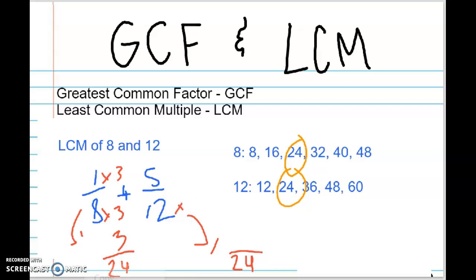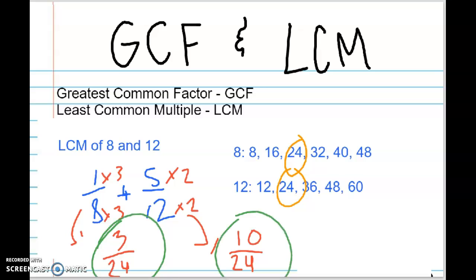How do I get 12 to 24? Well, times 2. Multiply the top times 2 as well. 5 times 2 would be 10. Okay, now I have these two numbers, 3/24 and 10/24. So if I add those two together, 13/24. Now, usually at this point, we would simplify and try to divide the top and the bottom down to get a smaller fraction or a simplified fraction. But I'm looking at 13, and I know 13's prime, so it's not going to reduce.